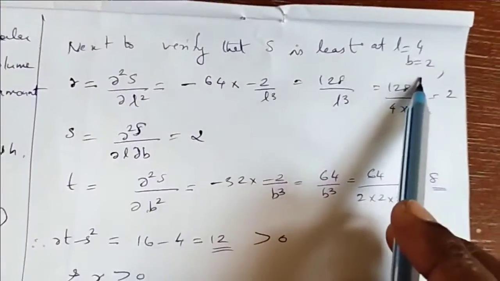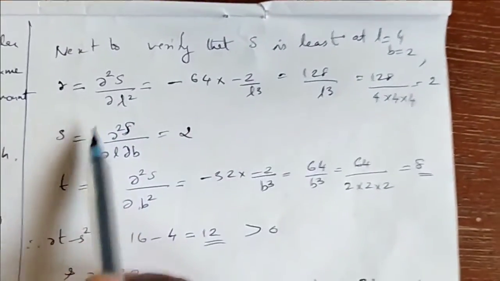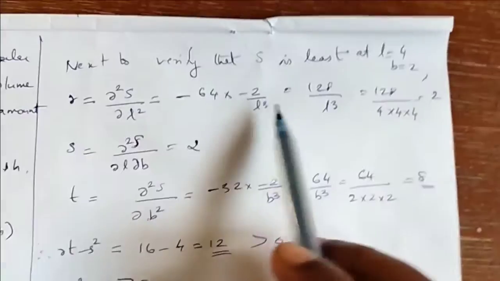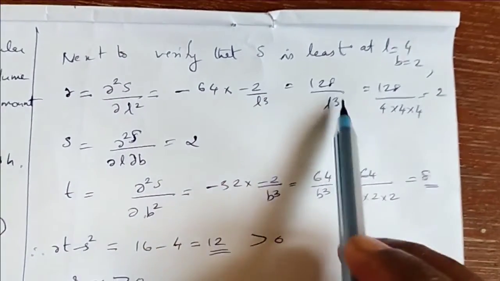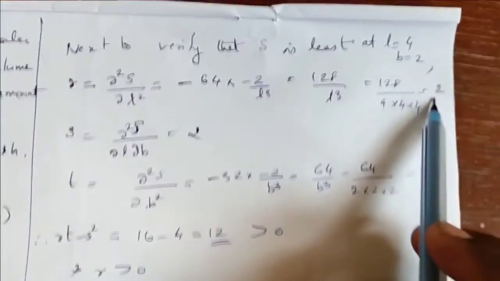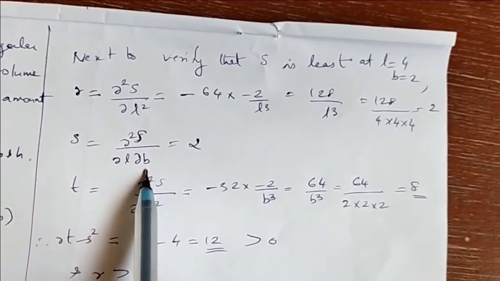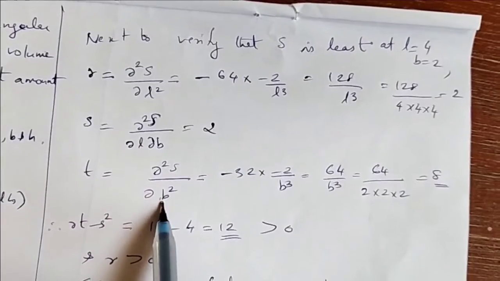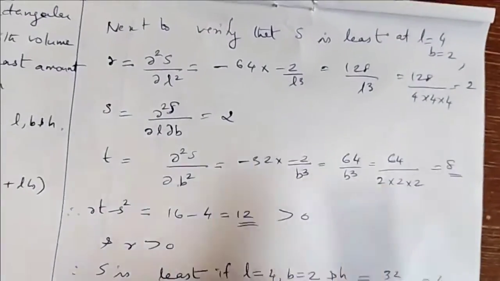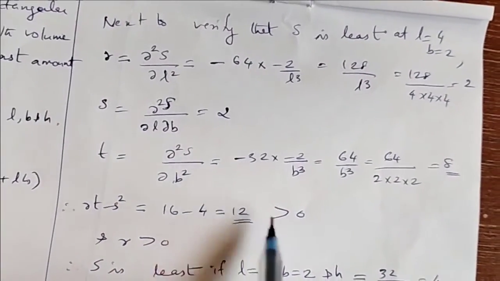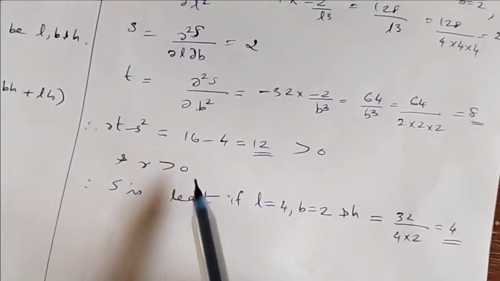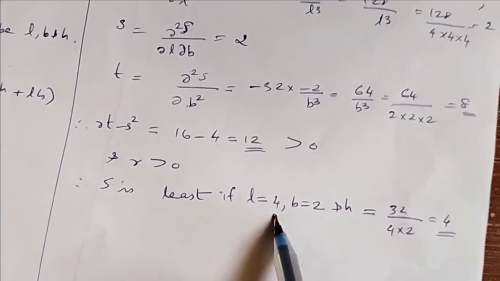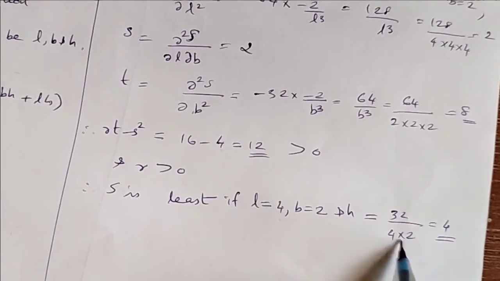Okay. So next, to verify that it is the least value. L is 4 and B is 2, is it the least value? For that, find R, S and T. R is dou square S by dou L square. It is minus 64 into minus 2 by L cube. So putting L as 4, we get it is 2. Then S is dou square S by dou L dou B, that is also 2. T is dou square S by dou B square, it is 8. Okay, so RT minus S square is 16 minus 4, it is 12, greater than 0, and R is also 2, greater than 0. So S is least or minimum if L is 4, B is 2 and H is 32 by LB, it is 4. Okay.